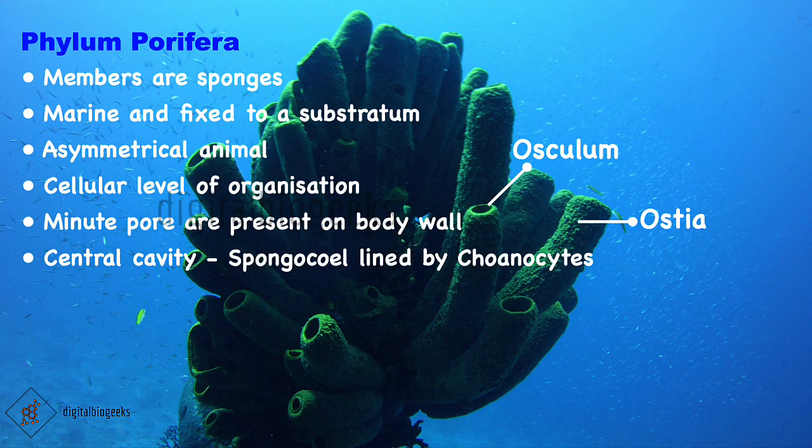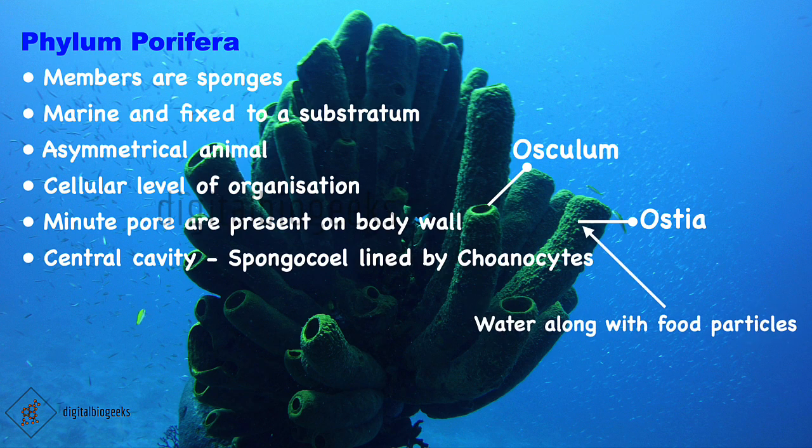They have a water transport and canal system. These are the choanocytes lining the canals. These choanocytes have flagella. With the rhythmic movement of the flagella of the choanocytes, they generate a continuous water current. Consequently, water infiltrates the organism through the ostia or pores. Water enters the sponge along with food particles like bacteria and many other tiny food particles.